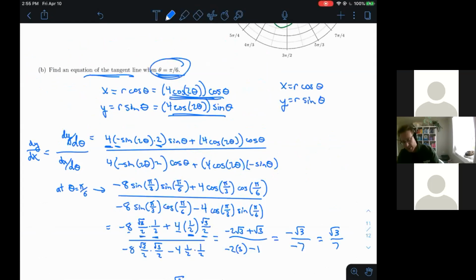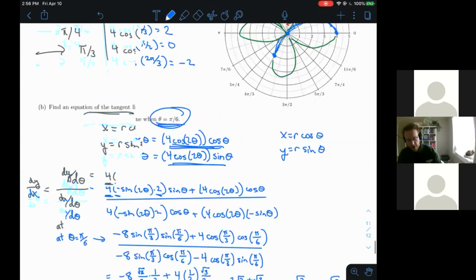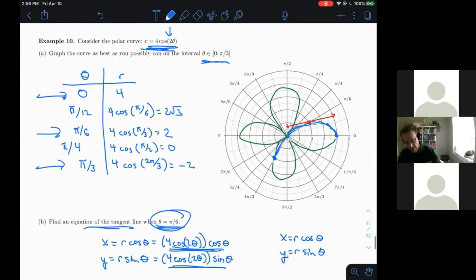And we know that theta is supposed to be pi/6, so we could plug that in. And we know the r value that's associated with this curve as well. At pi/6, the r value is supposed to be 2. So let's go ahead and plug these things in, and that will finish off this problem.